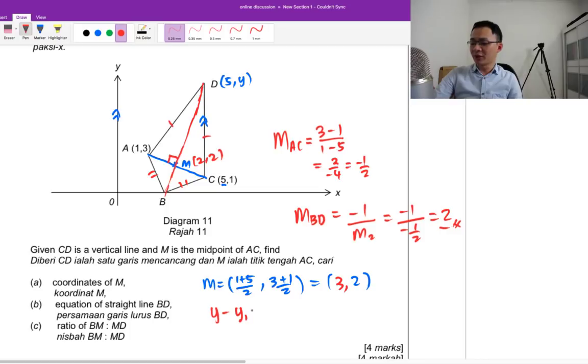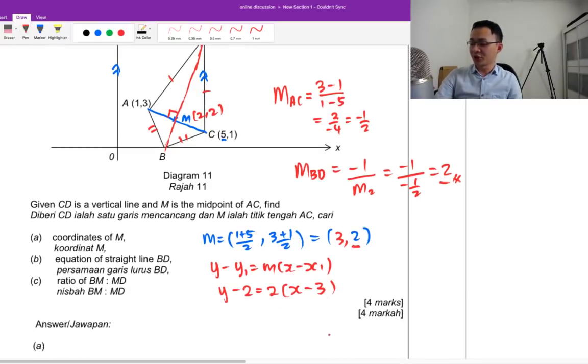So y minus y1 equals m times x minus x1. So y minus y1 is y minus 2, my gradient is 2, my x1 is 3. Then I just solve this equation. I can easily get the equation of BD. So y equals 2x minus 6 plus 2. Minus 6 plus 2 will be minus 4. Alright, so yeah, this is part B. Okay, then you just need to find the ratio of BM to MD.